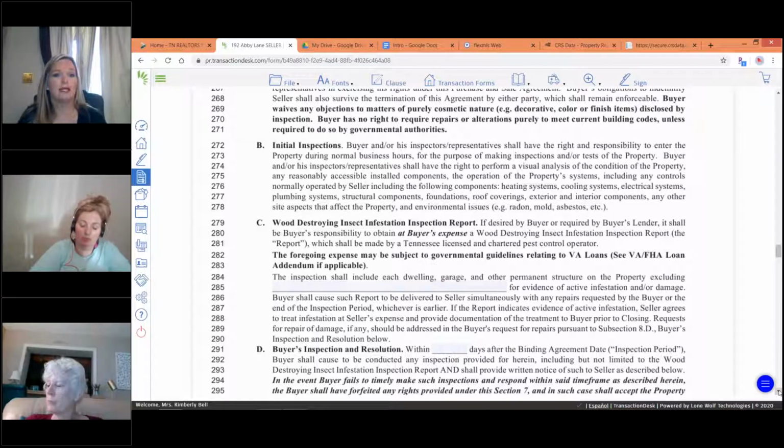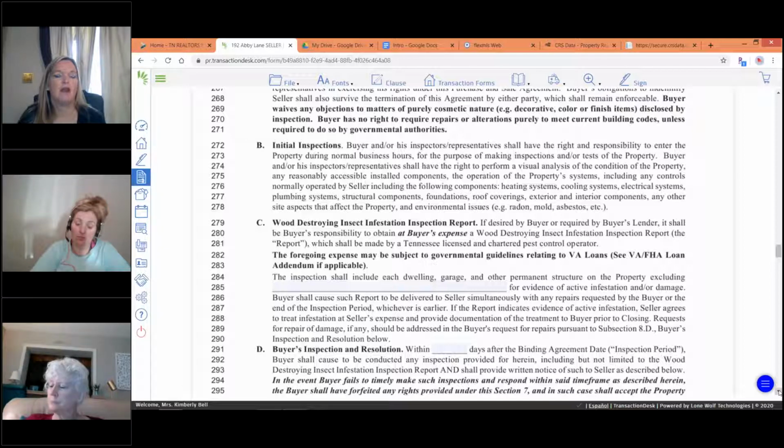So, wood destroying insect infestation inspection report. It shall be buyer's responsibility to obtain at the buyer's expense. You see that? The foregoing expense may be subject to governmental guidelines relating to VA loan addendum if applicable. So buyer's responsibility at the buyer's expense. Oops. The buyer's agent forgot, and it's required somewhere for something.